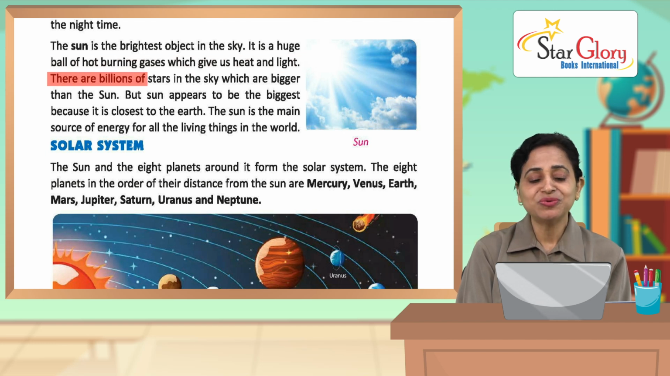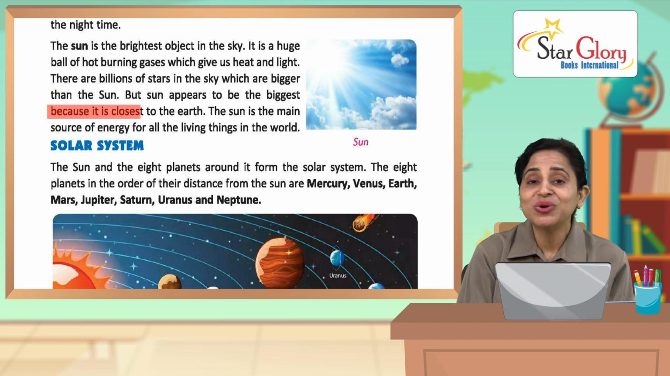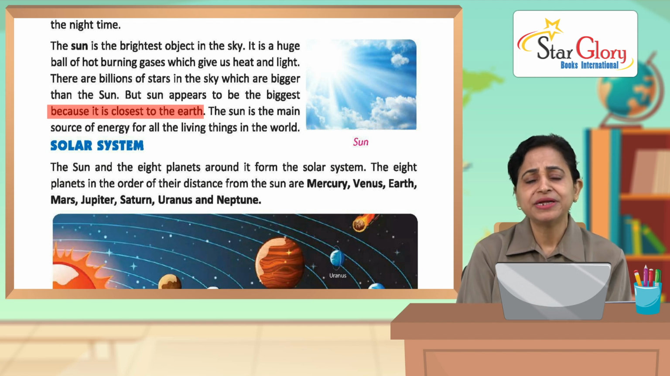There are billions of stars in the sky which are bigger than the sun. But the sun appears to be the biggest because it is closest to the earth. बहुत सारे ऐसे stars हैं बेटा जो sun से भी बड़े हैं, लेकिन ये धरती के भी पास है, तो ये इसलिए बड़ा दिखाई देता है.